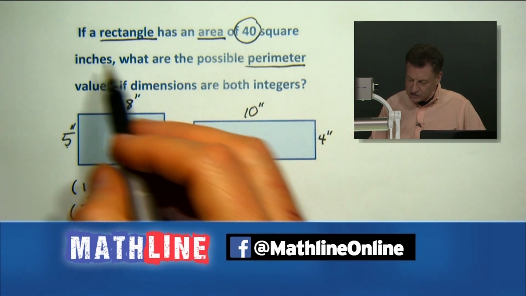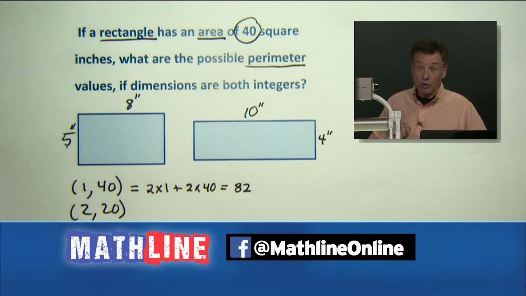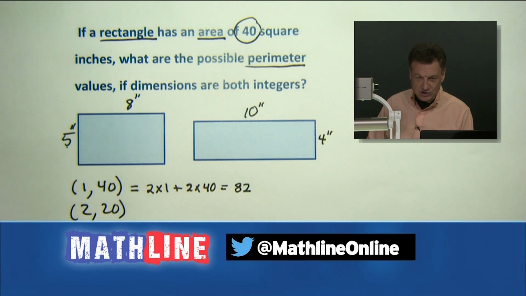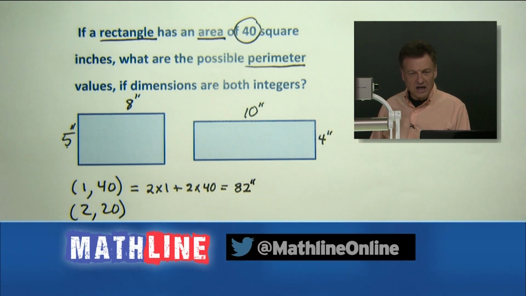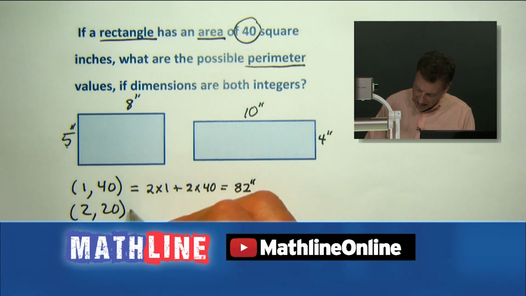Now let's go one second moment here. We had square inches for area. We don't do that for perimeter, right? You got it. So just put inches. So we're all about inches here. All right, let's continue on. How about it?